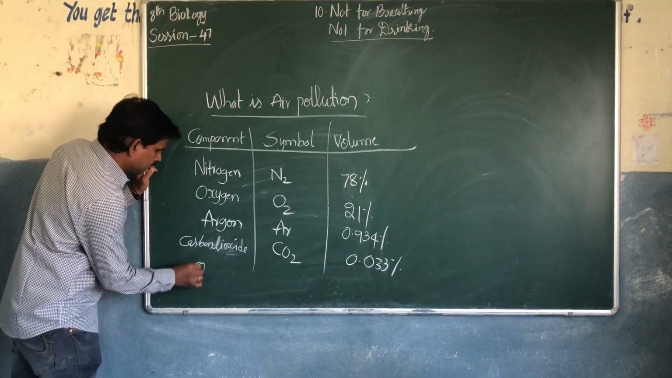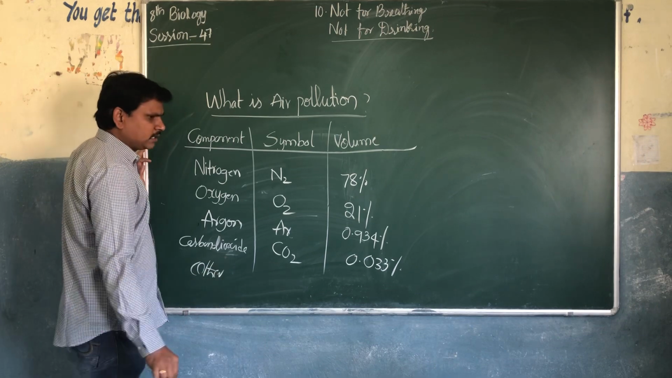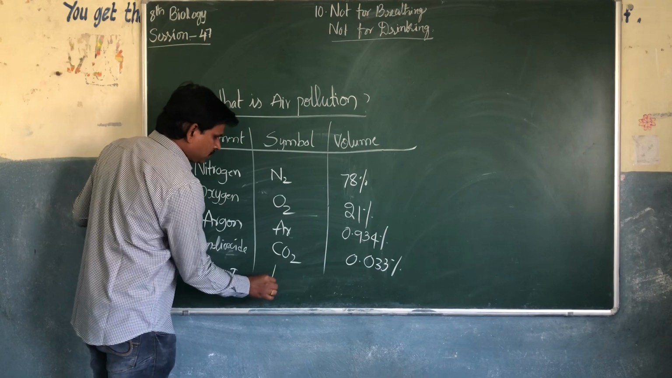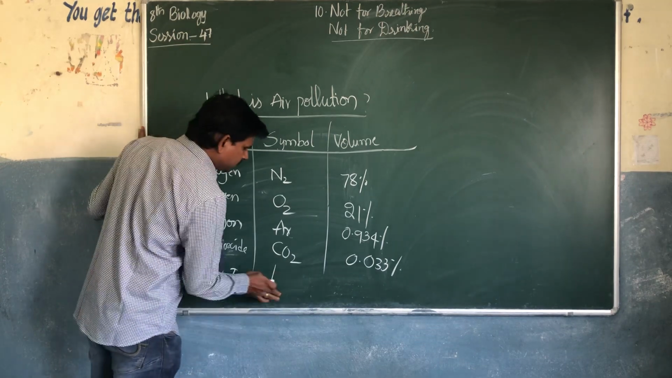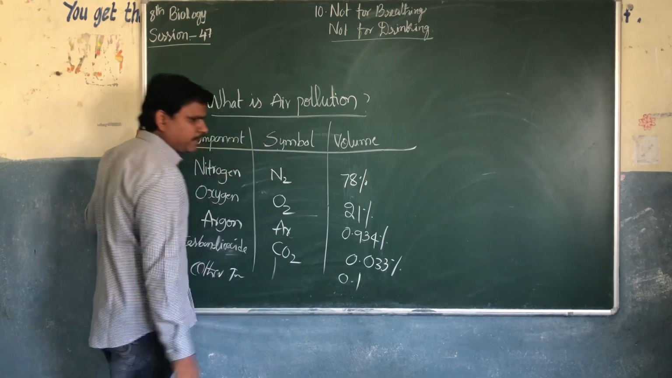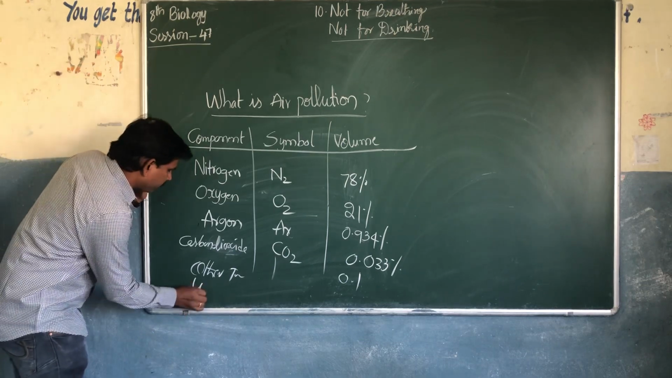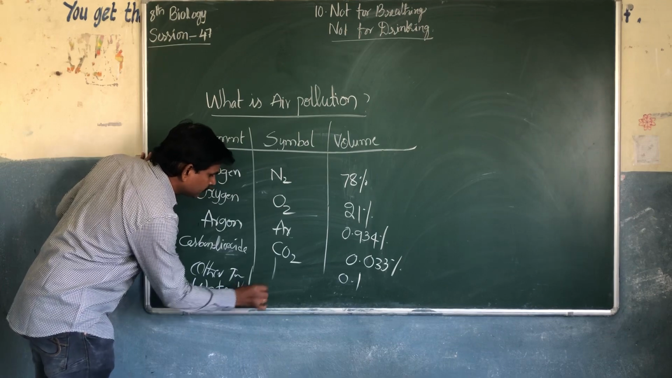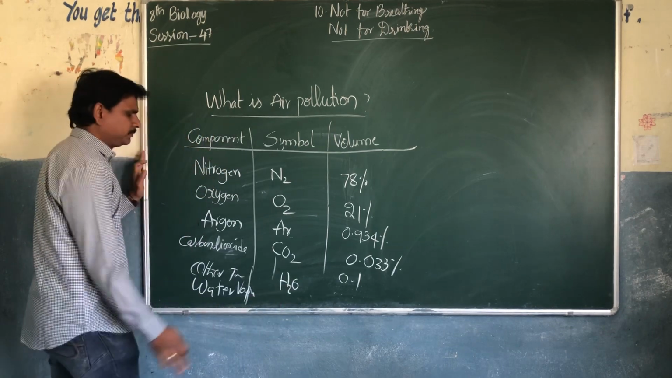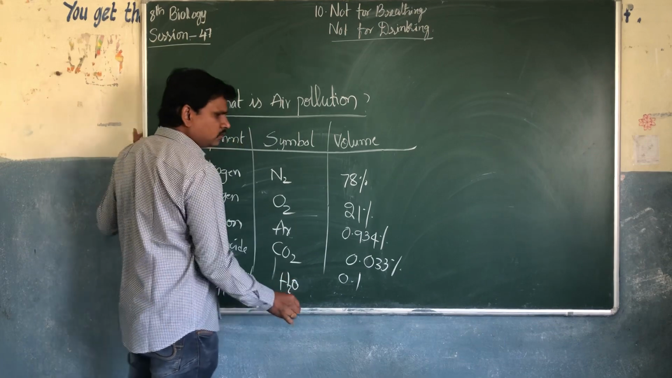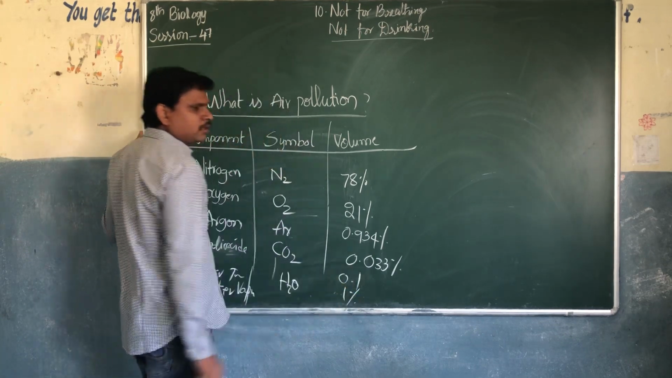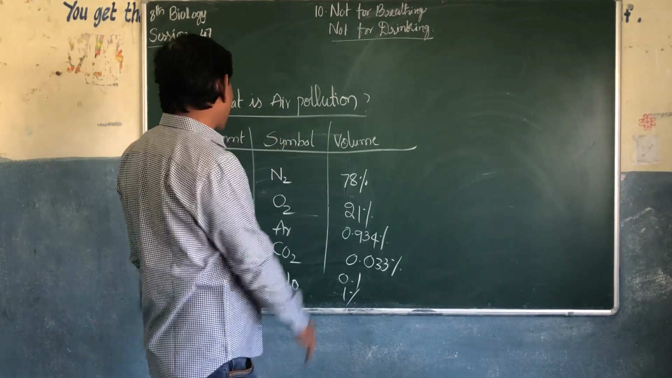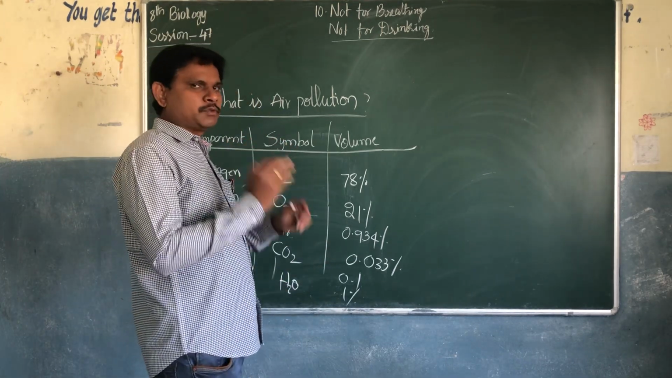Next, the last one is other gases, other traces, present at around 0.1%. Water vapor is also present in the atmosphere. Its symbol is H2O. So 1% of water vapor is present in the atmosphere. These are the components present in the atmosphere.